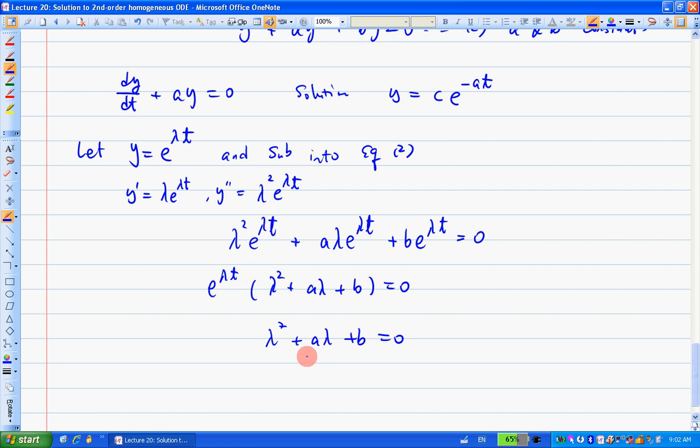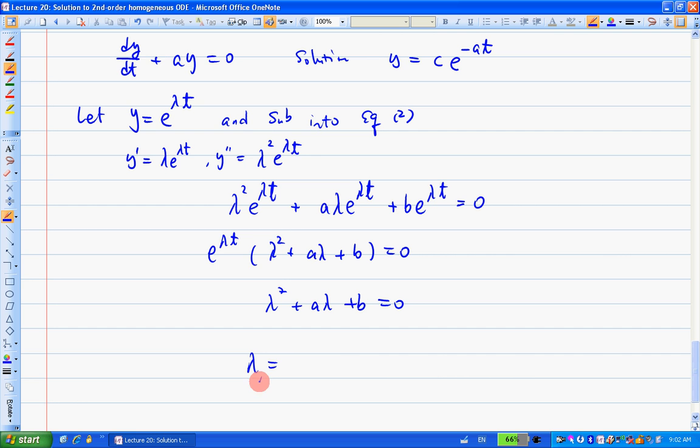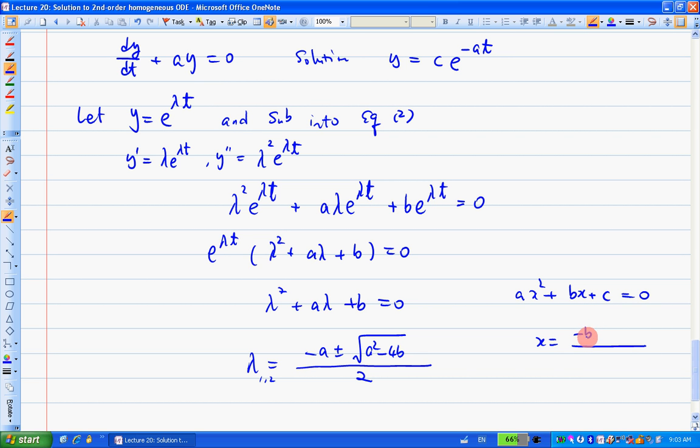So we need to solve this quadratic equation right here. We know the solution is quite simple. There are two solutions for lambda: negative a plus minus the root of a squared minus 4b, over 2. In general, what you're dealing with is ax squared plus bx plus c equal to 0, right? That's sort of high school. The solution is negative b plus minus root b squared minus 4ac, divided by 2a. In my particular case, don't be confused by the symbols here.